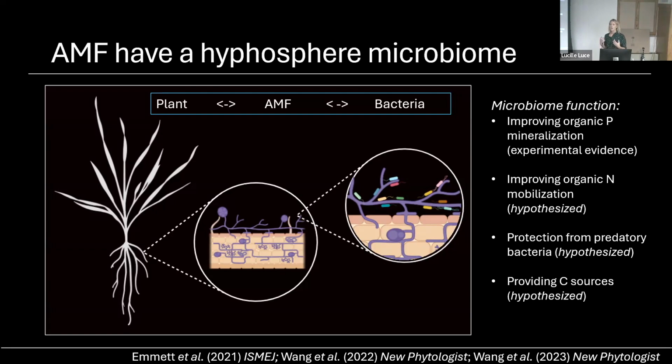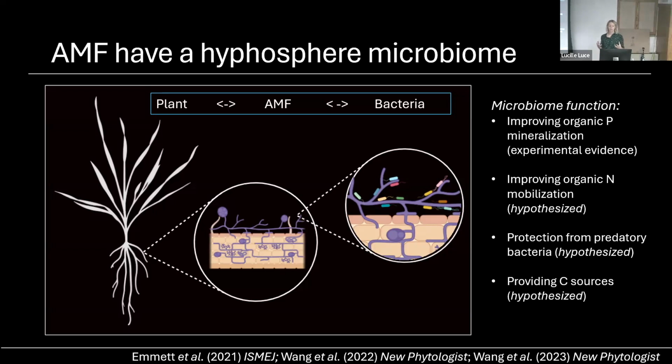So with that in mind, bacteria are emerging as important new players in the plant AMF symbiosis. For example, it turns out that AMF have what's called a hyphosphere microbiome, meaning that the extra-radical hyphae of AMF are populated on the surface by specific sets of bacterial taxa. And this hyphosphere microbiome can have important functional effects on the plant AMF interaction. For example, there is experimental evidence showing that the hyphosphere microbiome improves organic phosphorus mineralization, meaning that it can help the AMF provide these mineral nutrients to the plant host.